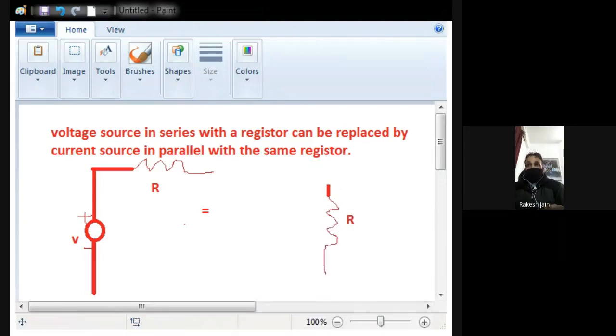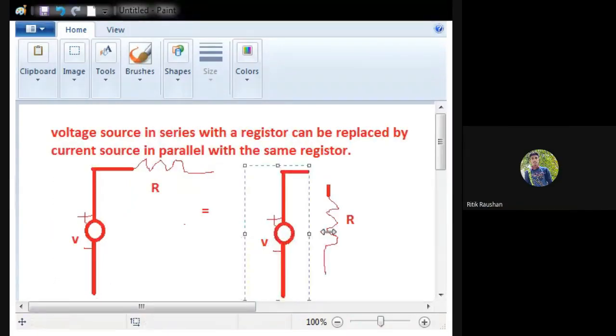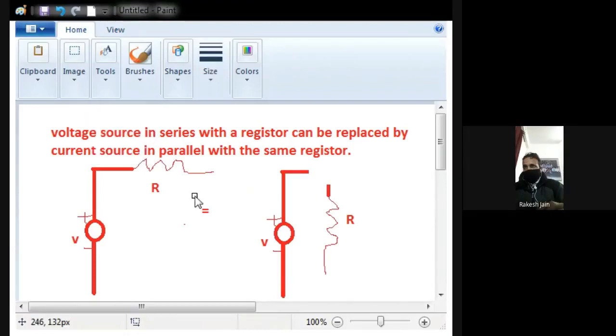With a current source. So see, this one will be a current source. Let's suppose this is a current source. There is no need to notate this one.